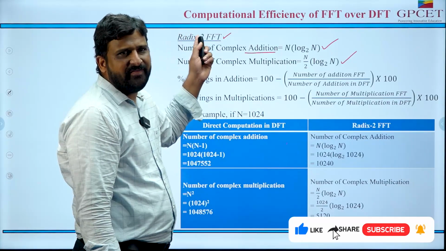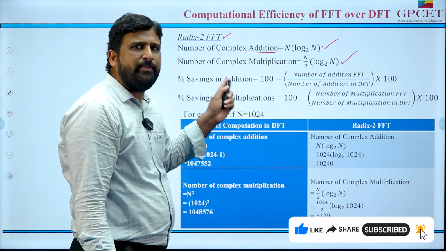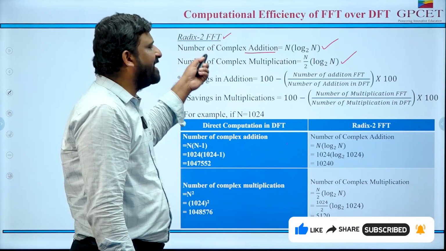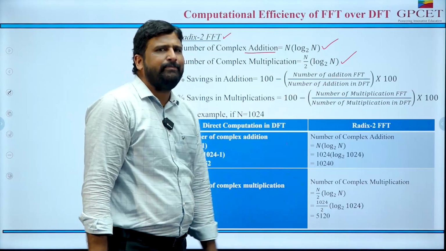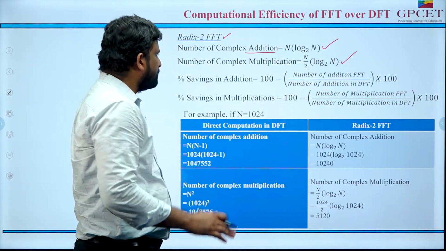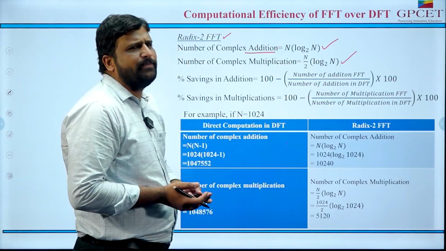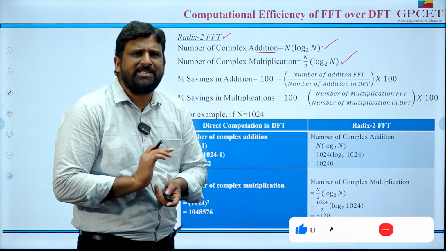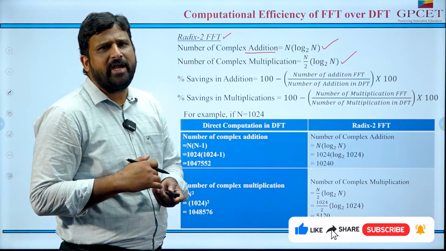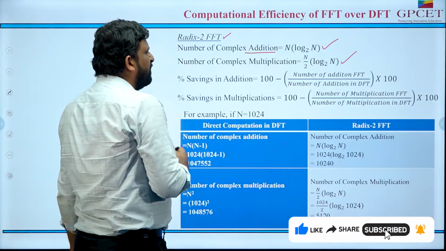What is the computation in the DFT, that is the number of additions and multiplications, and what is the computation in the Radix-2 FFT, that is the number of complex additions and complex multiplications. Fine. After doing this computation in both DFT and FFT, how much percentage of saving are we getting? For that we have a simple formula.